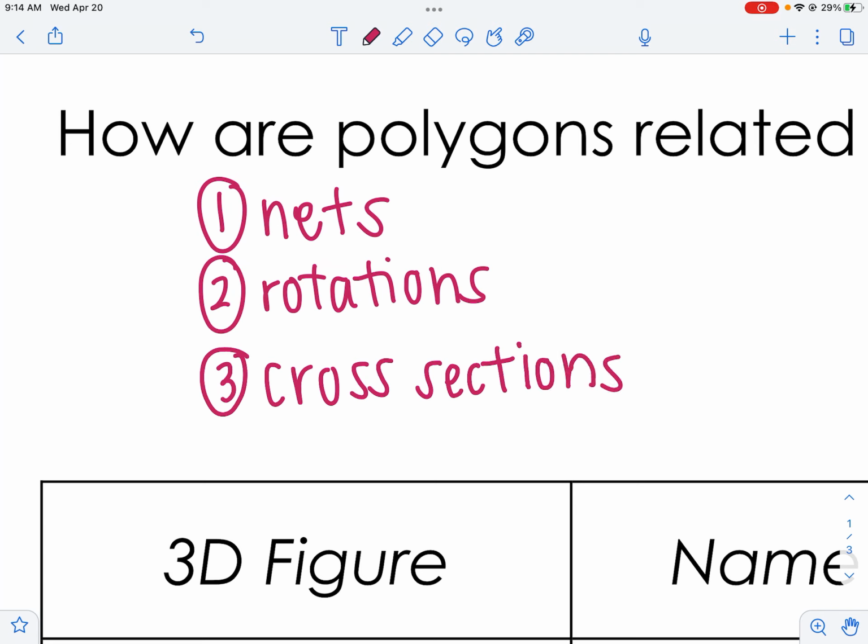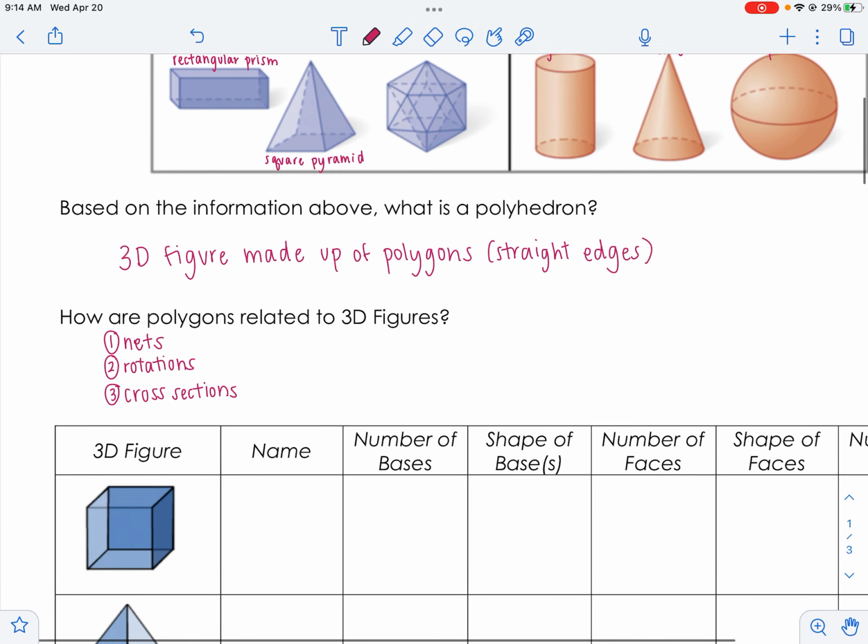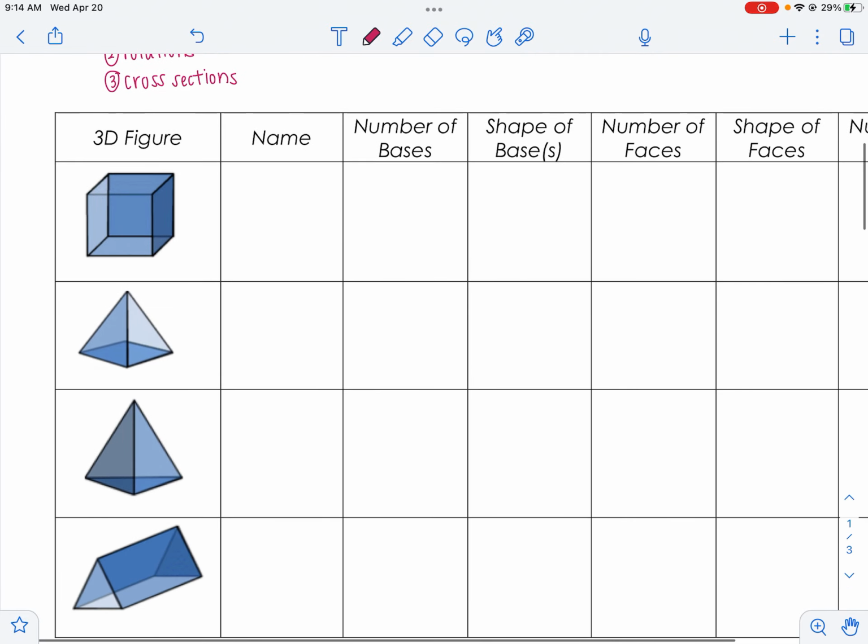And a cross section is if at any moment we decide we're going to slice a shape and look at it from a different angle or from a bird's eye view, well, that 3D shape would look 2-dimensional based on the cross section. So we'll talk about all of those in detail in a little bit, but first let's take a look at some 3D figures and see, do you know your shapes?